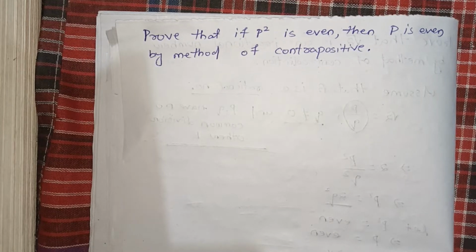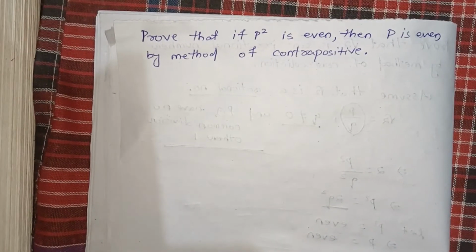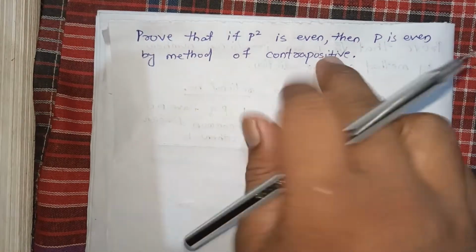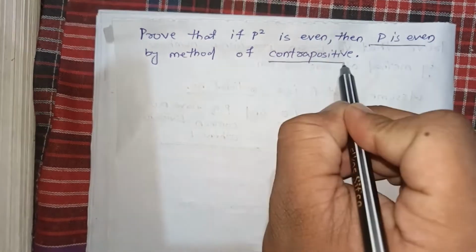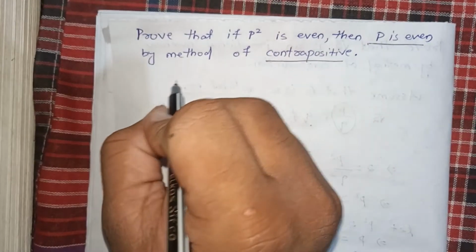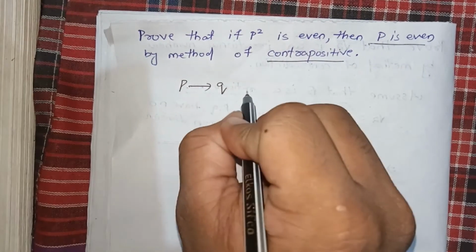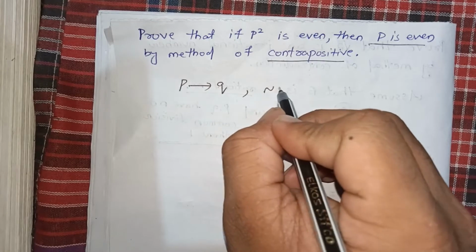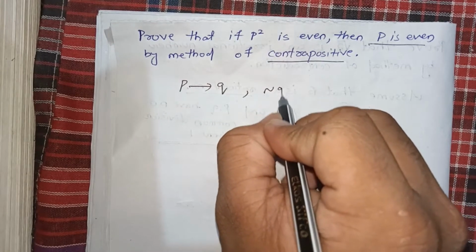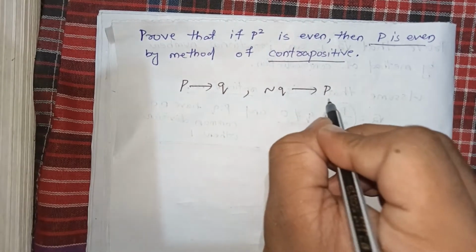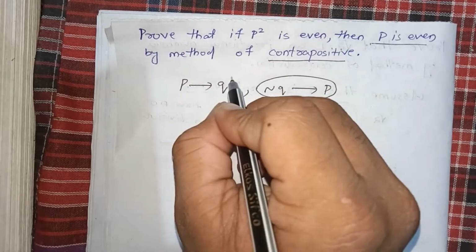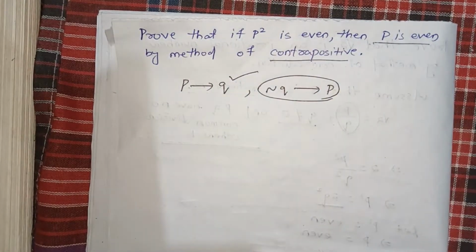So today the question is to prove that if p square is even, then p is even by the method of contrapositive. We know what contrapositive is. If we are given p conditional to q, and we are able to show that negation of q conditional to negation of p is true, then we can prove that p conditional to q is true.